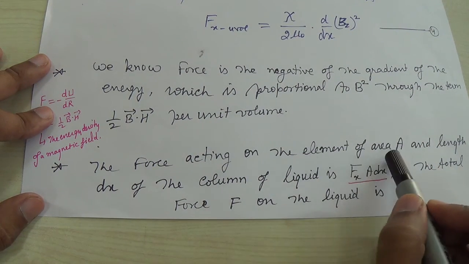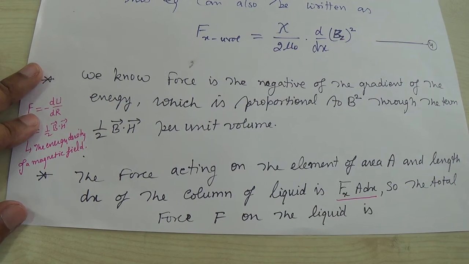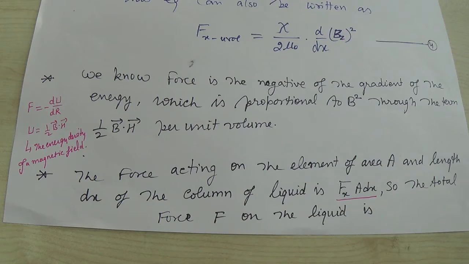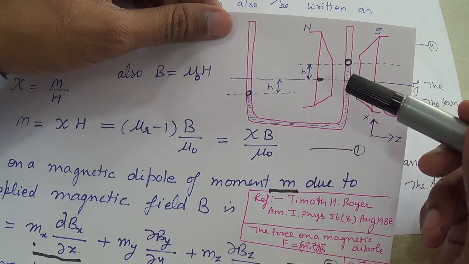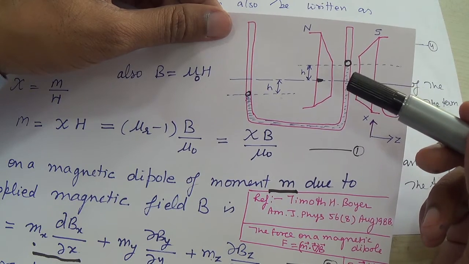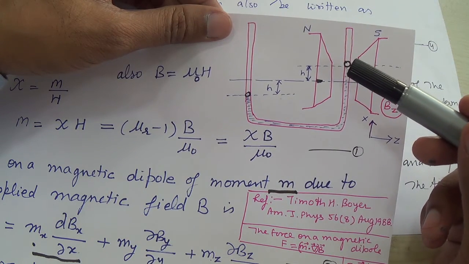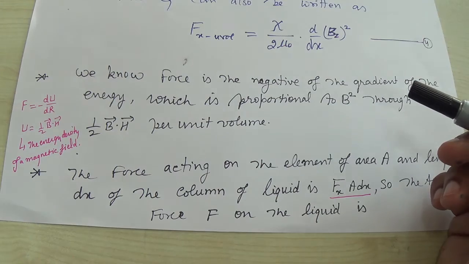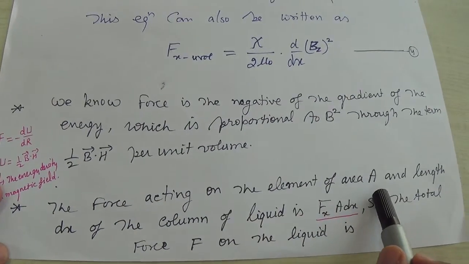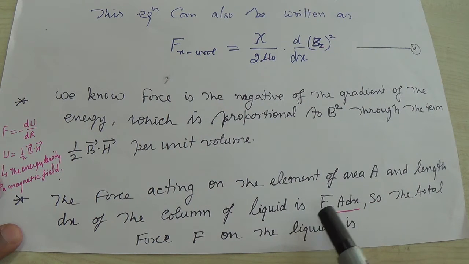So the force acting on the element of area A. Now we consider an element of area A and length dx. Suppose this is the case. Here I am just trying to find out the force. So dx is the length, and area will be considered like this circle that is drawn. So the area of that circle is A, and this segment or element is of length dx. So the force acting on the element of area A and length dx of the column of liquid is Fx A dx.